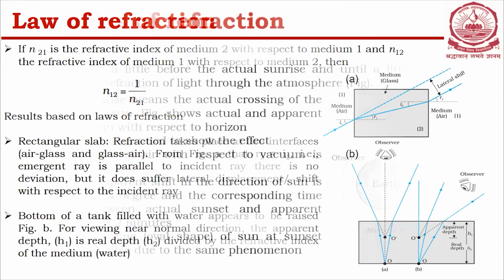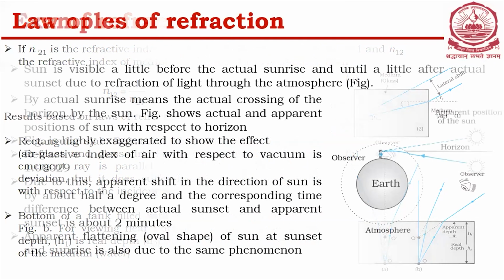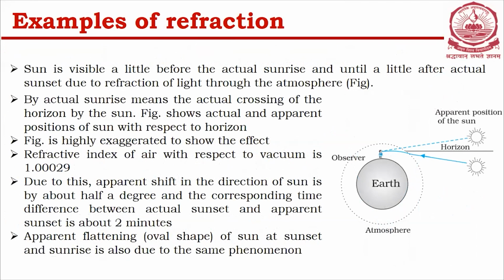Another example is the sunrise and the sunset, which appear due to refraction of light through the atmosphere. You know that very well. If this is shared, you can just go through it, because we have to go to refraction at a spherical surface. We will go into that. This is just another example of how it takes place because of refraction.